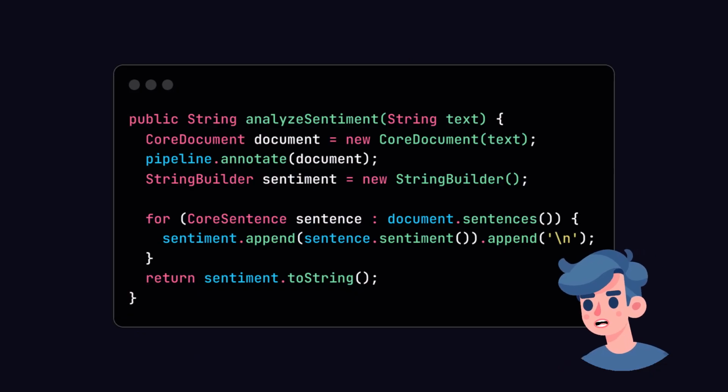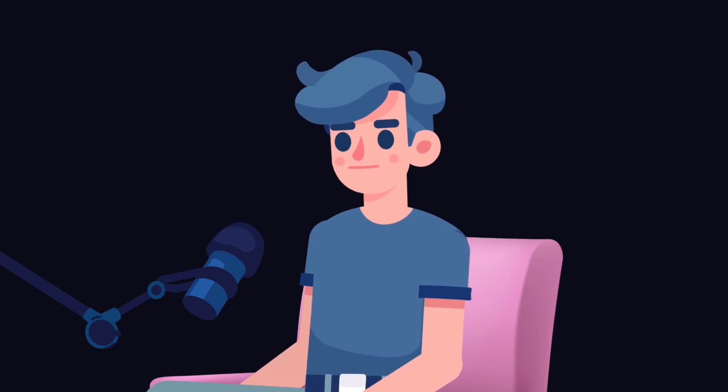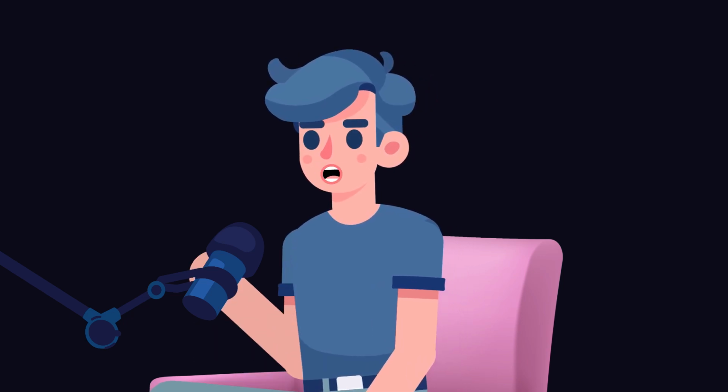Next, we will create a method called analyzeSentiment that takes a string input and returns the sentiment result. In this method, we create a CoreDocument object from the input text, then use the pipeline to annotate it. After processing the document, we loop through each sentence to retrieve its sentiment score.